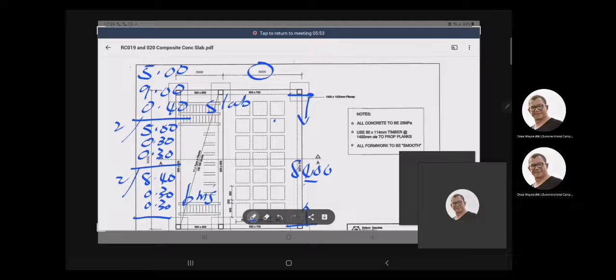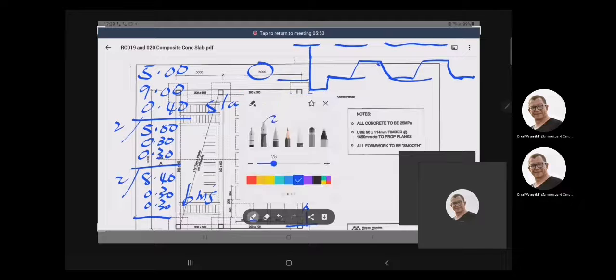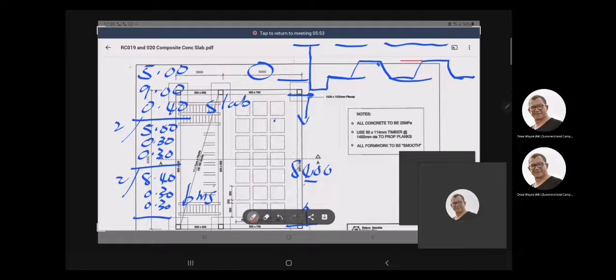But of course, I have measured, but I need to deduct that. And I'm showing that as a cross through, meaning that would have to be taken out.